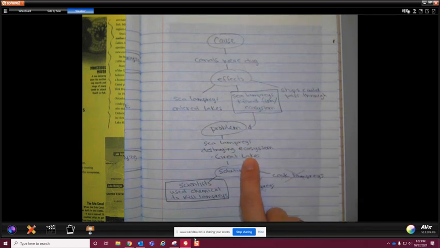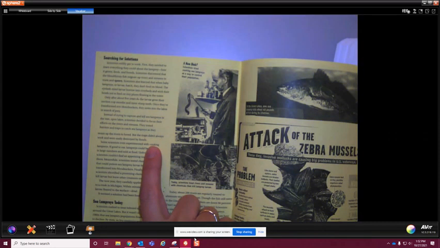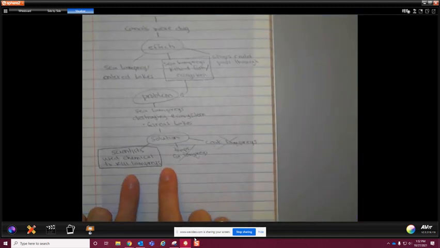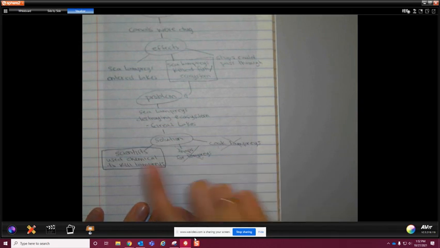And then from this problem, going back to the actual text, on one of the sides it says searching for solutions. From that problem, they had different solutions come up. As a class, we talked about that as well. These are different solutions that they came up with. They had scientists use chemicals to kill the lampreys, traps for lampreys, cooked lampreys, all the different things. These two ended up not working, and so this is the solution that they ended up coming up with.